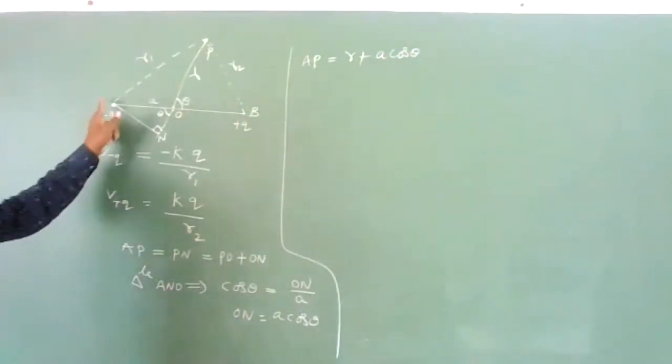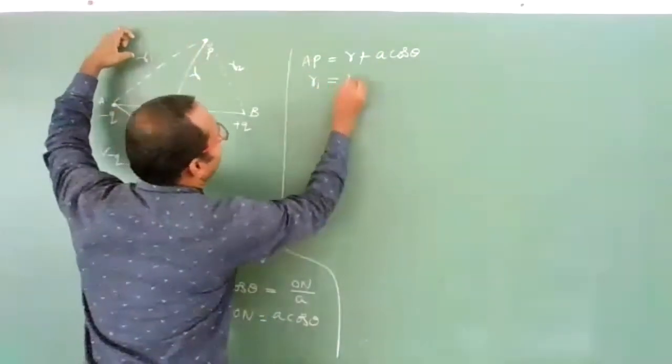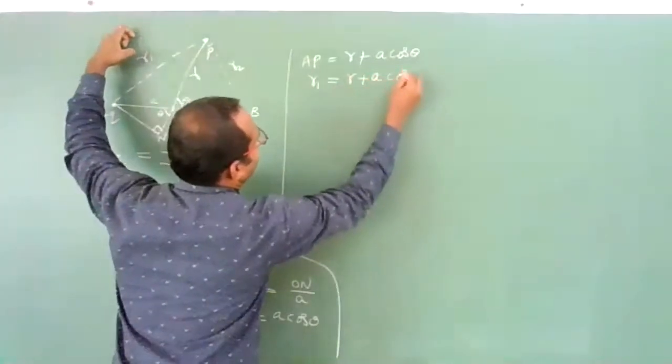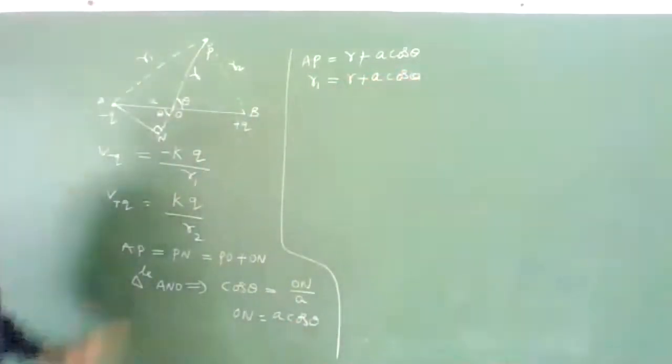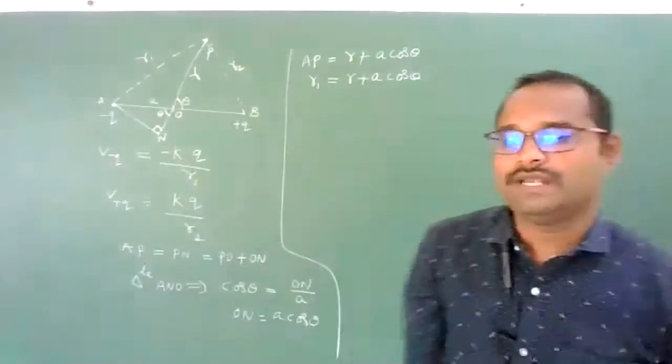Okay? AP is nothing but R1. Means you can say R1 is equal to R plus A cos theta. Yes, R1 value I got now. You can substitute here. Next, I want R2 value.